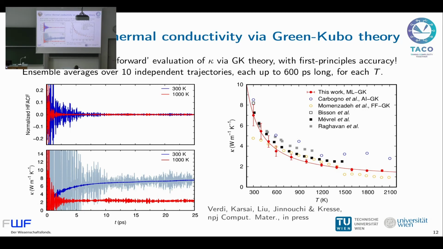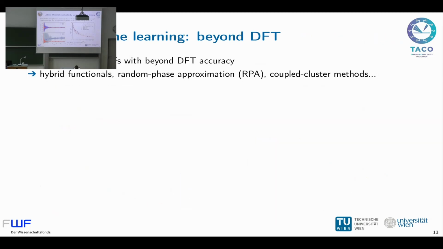So this is it for thermodynamic properties, and now I wanted to move on to the second part of the talk, which is delta machine learning beyond DFT. And again, as I said, this was also a specific goal of our TACO project. So as we talked about also in the talk of Andreas Grunheis, you heard it a lot, that as you know, DFT works very well, but it's not very accurate for many problems.